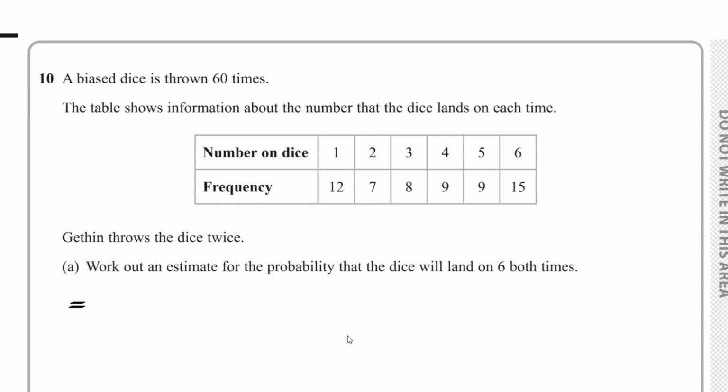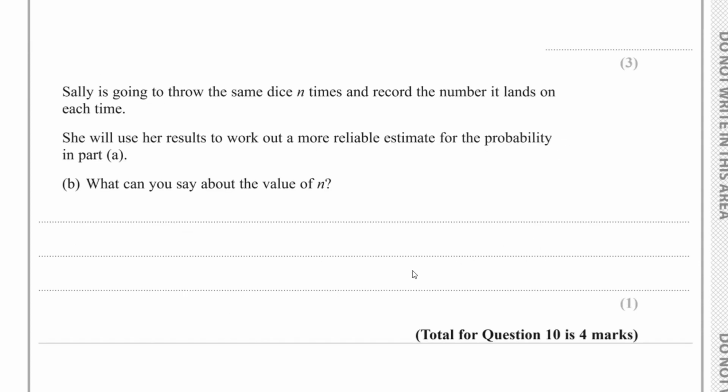Well, the probability of landing on a 6 is 15 over 60, so the probability that we land on a 6 both times, we've got 15 over 60 times 15 over 60, which is a 16th.